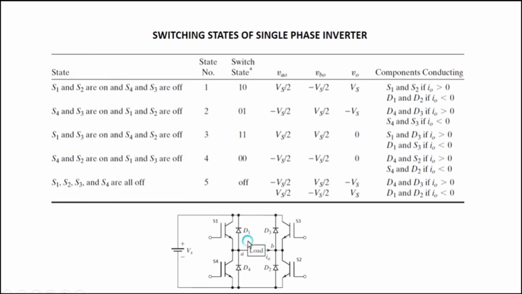In the fifth state, when all the switches are made off, then also you will get the output voltage if the current is flowing. If the load current is greater than 0, and in this state D3 and D4 will conduct, that is this diagonal switches will conduct and the voltage output will be minus Vs. If the load current is lesser than 0 and if the current is flowing, then this diagonal switches D1 and D2 will allow the current to flow and the output voltage will be Vs.